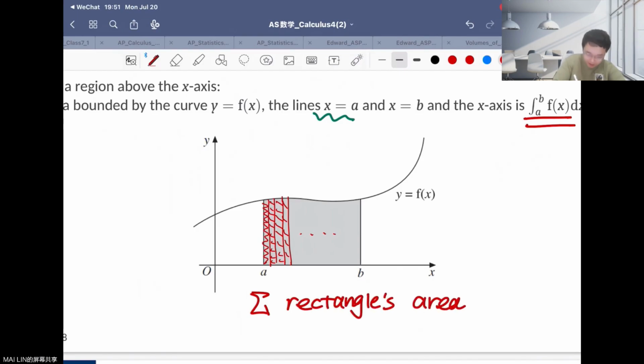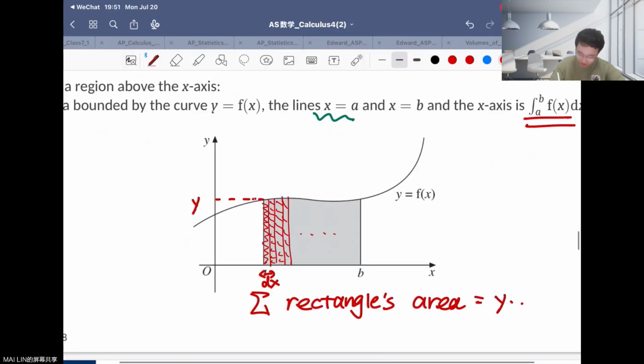Here you can find this is the y value, and for the very tiny width of the rectangle, that is dx, a very, very small x part. So the area of one rectangle is y times dx. But there are a lot of rectangles, and dx is approximately equal to 0, so you can consider dx a very small value.